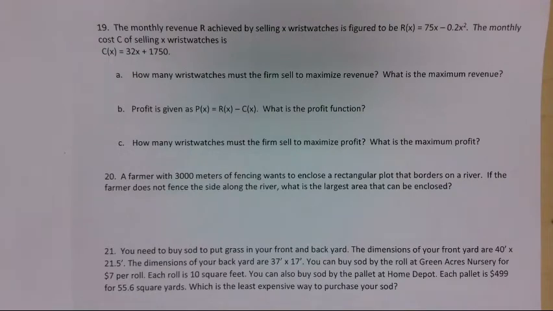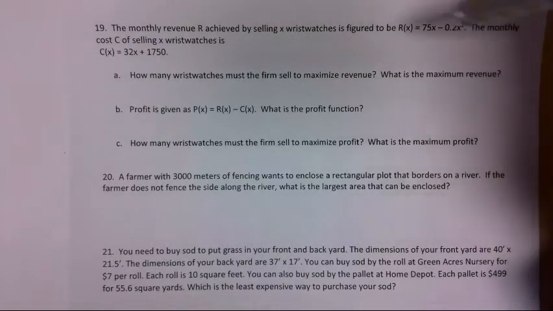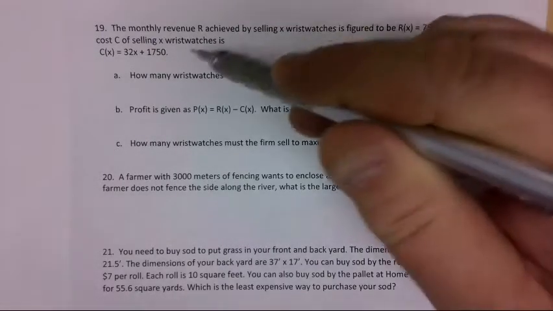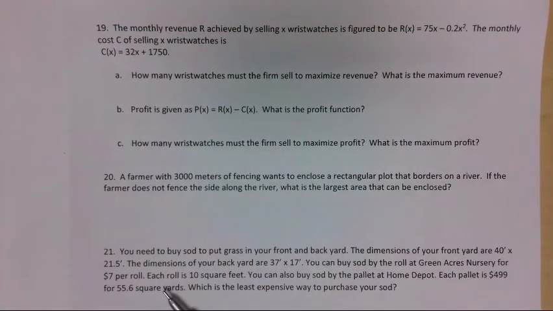Okay, guys, on to page 3. The monthly revenue achieved by selling is so this is my revenue. The monthly cost is this. How many wristwatches must the firm sell to maximize revenue?